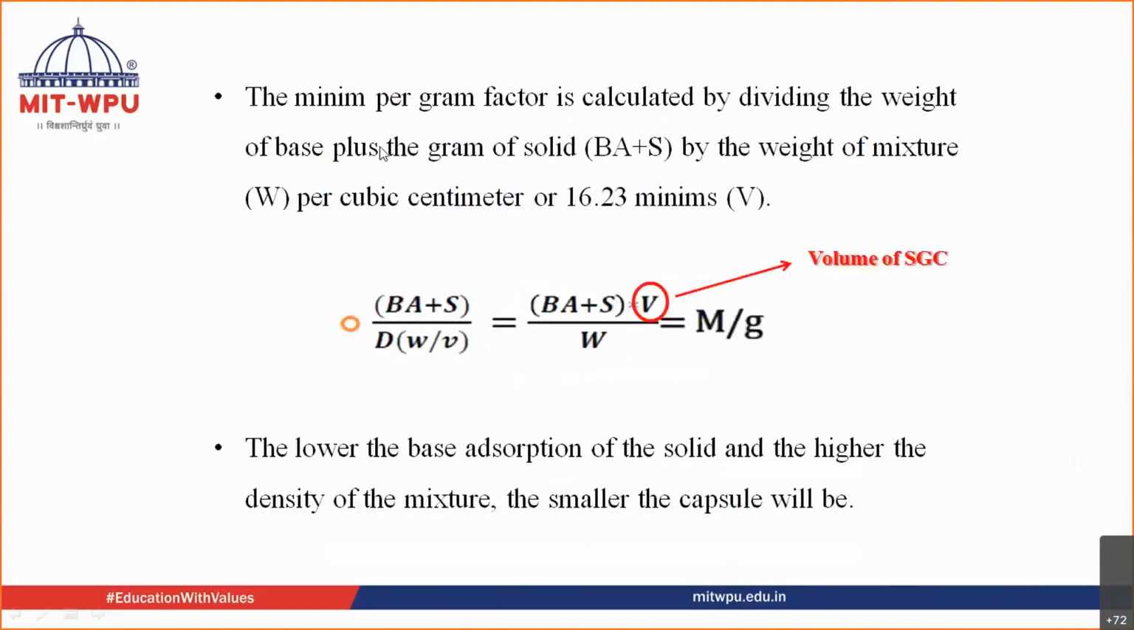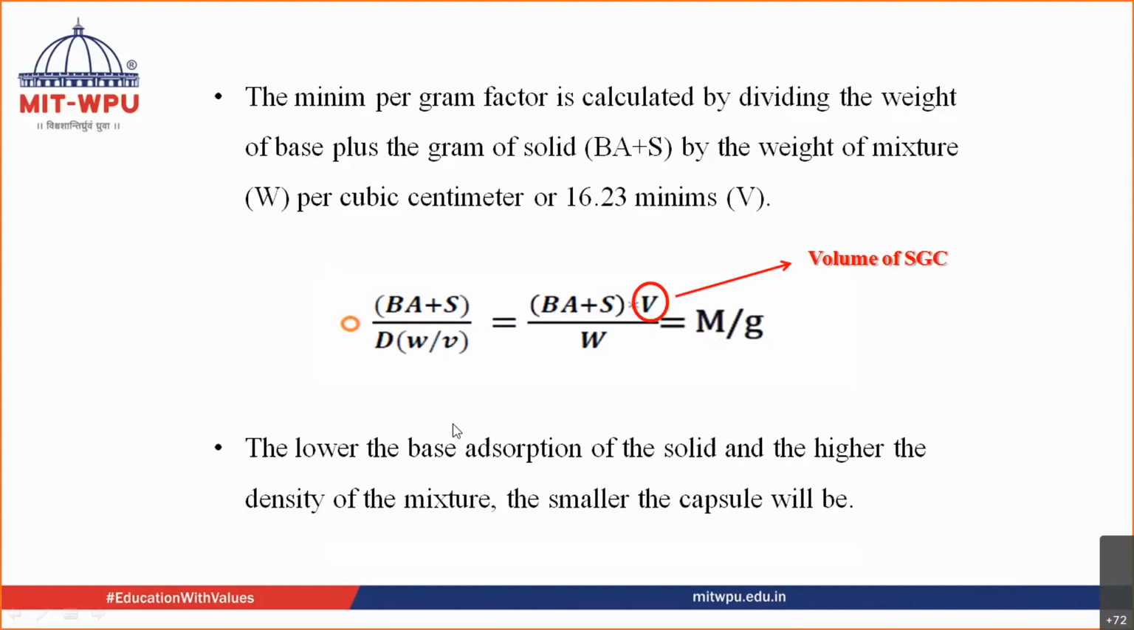Right. So the minimum gram factor is found by dividing the weight of the base plus the gram of solid, that is BA plus BS, by the weight of the total mixture. So this is the weight of the total mixture. Got it? So the weight of the base plus gram of solid upon the weight of the total mixture, multiplied by the volume of the soft gelatin capsule, is going to give you the minimum gram. Usually this weight of SC, volume of SCG, you need to calculate.